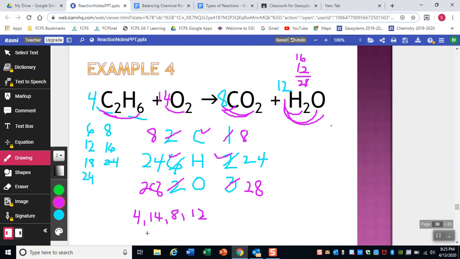All right. They're all even, so that means I could divide them all by 2. So 4 divided by 2 is 2. 14 divided by 2 is 7. 8 divided by 2 is 4. And 12 divided by 2 is 6. So remember we talked about empirical formulas and molecular formulas. So it could go down, this is the least, this would be the empirical formula. All right. So that would probably be the better answer there.